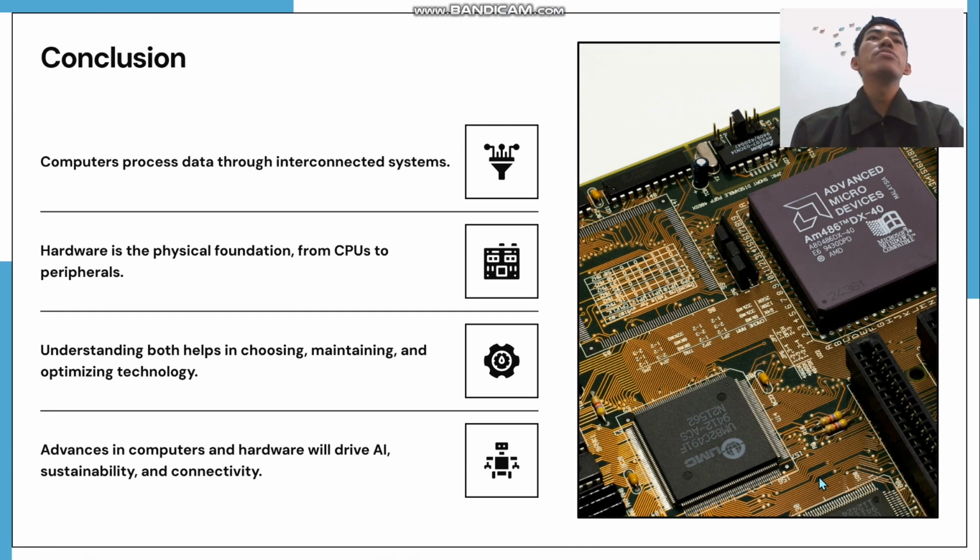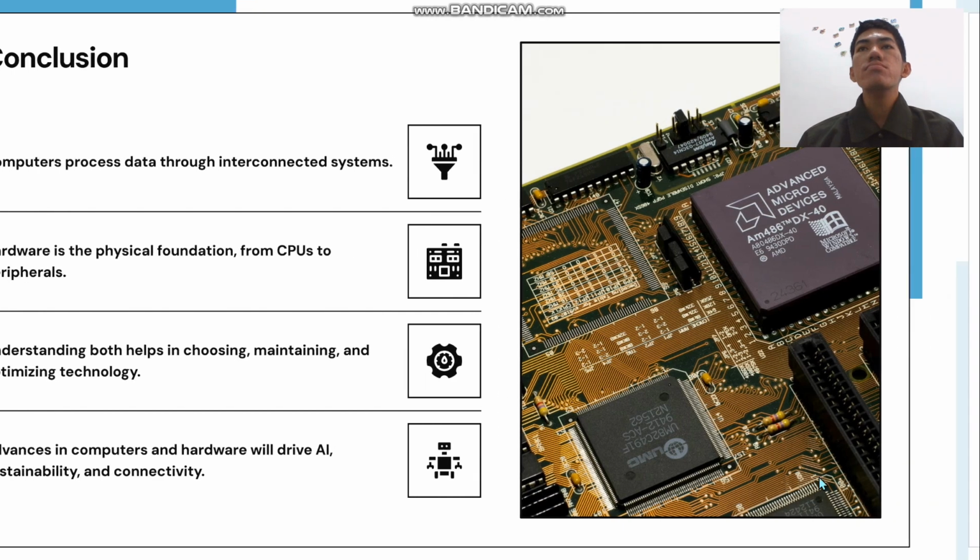So in conclusion, a computer processes data through an interconnected system, and hardware is the physical foundation, from the CPU to peripherals. Understanding both helps in choosing, maintaining, and optimizing technology. Advances in computers and hardware will drive AI, sustainability, and connectivity.